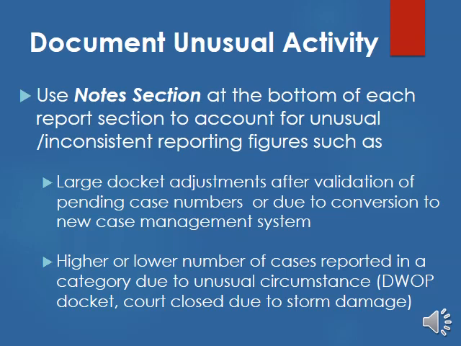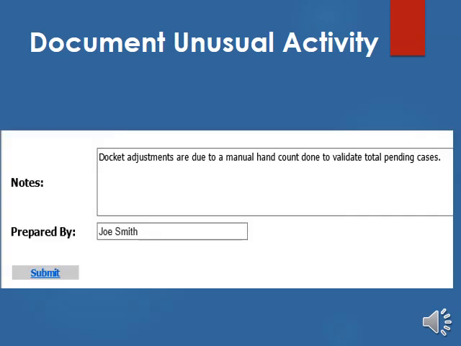You should also document any other unusual or inconsistent activity that appears in your reports. A common example is a very large number of cases dismissed on a DWAP docket. Another might be very low activity due to the court being closed because of storm damage. Documenting any unusual activity in the reports keeps us from contacting you about potential errors or seeking explanations for the change in activity. It also allows us to provide explanations to anyone from the public who contacts us about your data. The explanation that you enter does not need to be elaborate, but it should provide enough information to explain the circumstances.